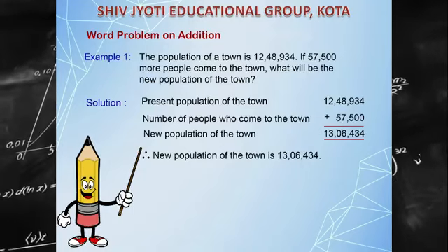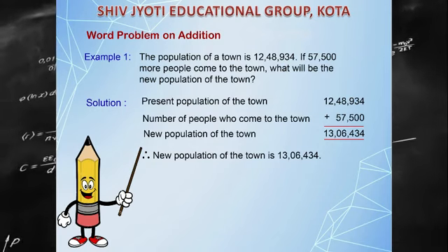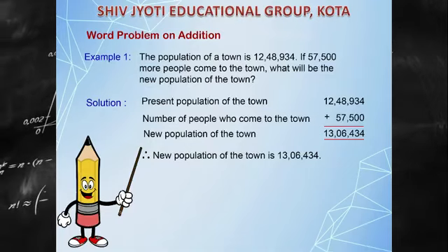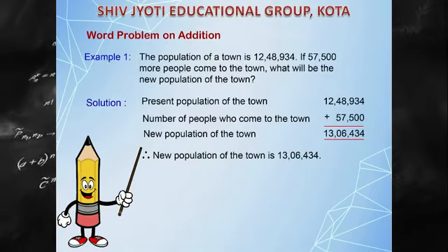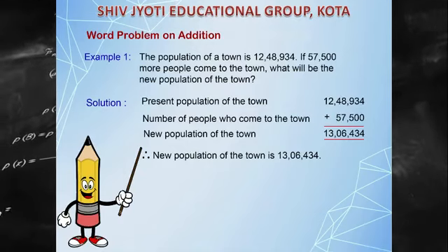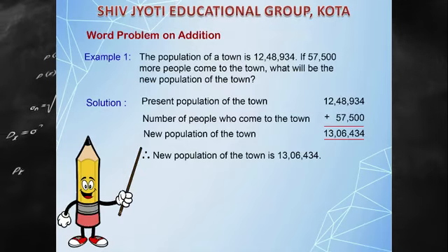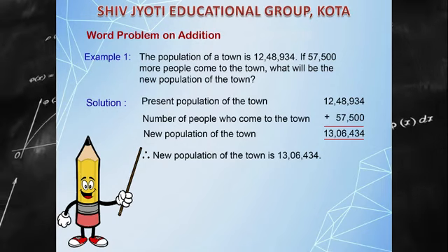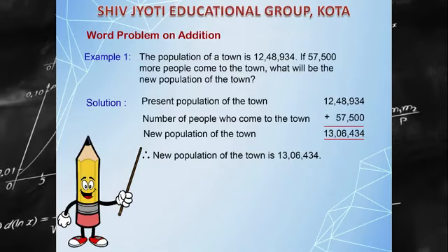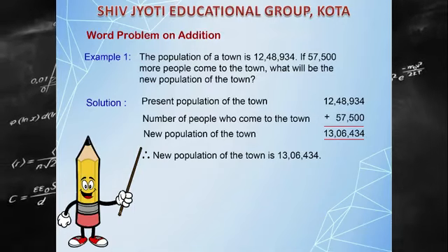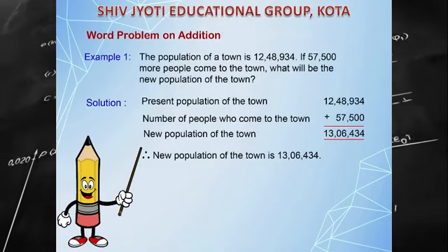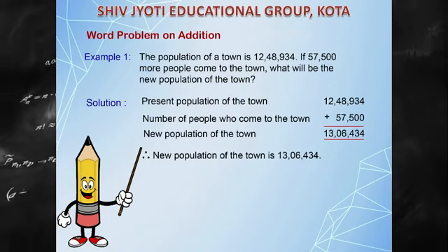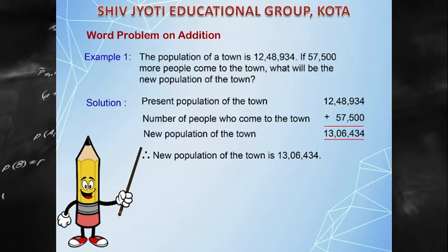For example, the population of a town is 12,48,934. If 57,500 more people come to the town, what will be the new population of the town? Now, how do we write statements? First, we will write present population of the town, that is 12,48,934. Next, number of people who come to the town, 57,500. Here, the population of the town has increased, so we will add.